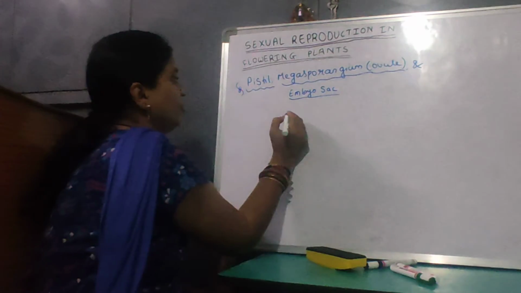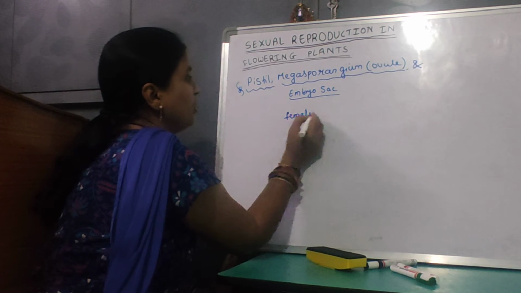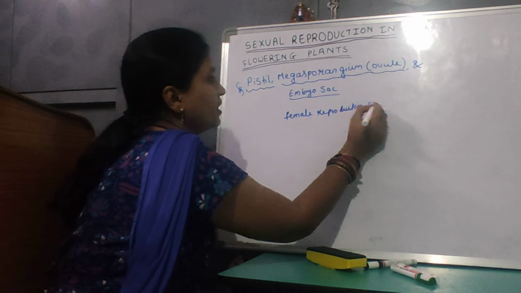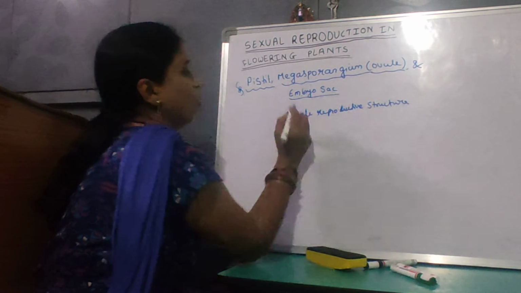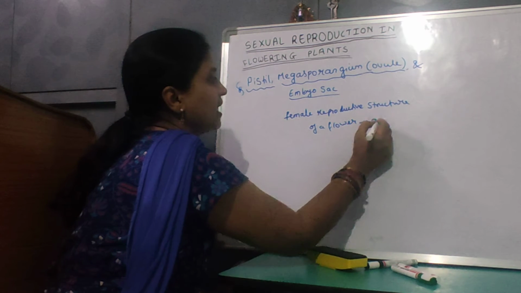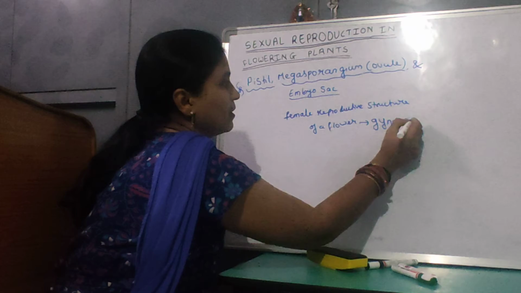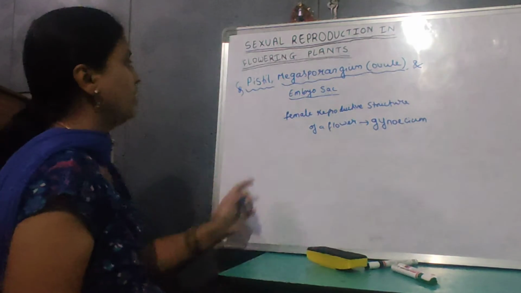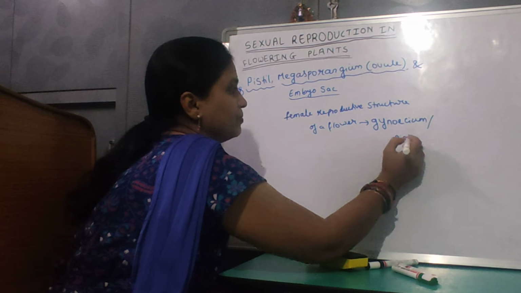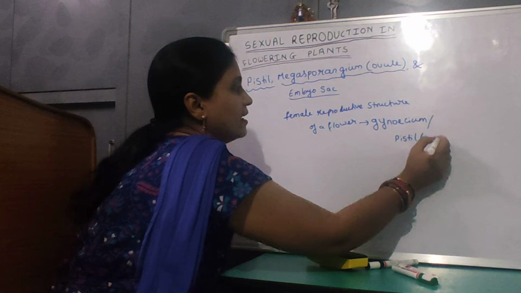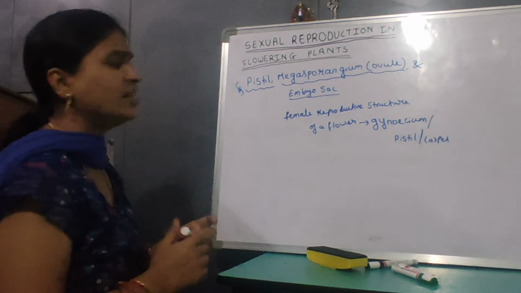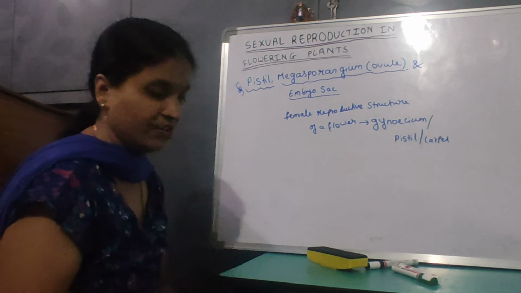The female reproductive structure of a flower is the gynoecium. The gynoecium is also called the pistil, or the carpel. It is the innermost whorl of the flower.